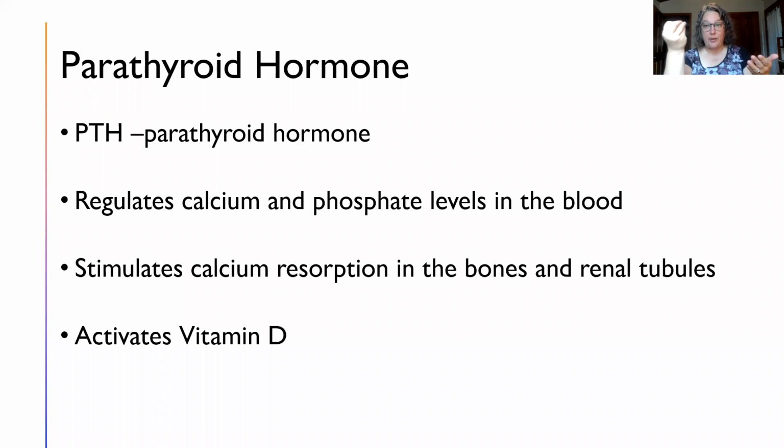If there's parathyroid hormone in the system, it stimulates calcium resorption into the bones, and the renal tubules won't let it pass out in the urine. So it keeps calcium out of the urine and puts it into the bones. To get calcium resorption in the bones, parathyroid hormone also activates vitamin D.